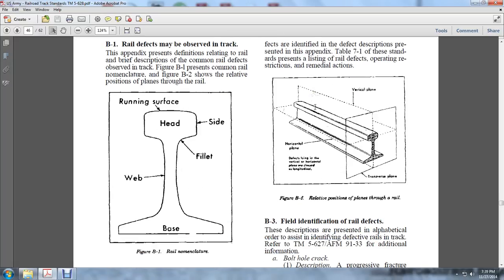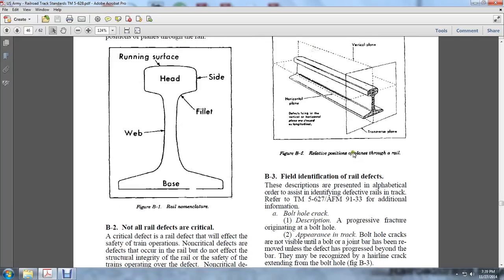Relative position of the planes through a rail: vertical plane, transverse plane, and horizontal plane. These defects lying in the vertical and horizontal plane are classed as longitudinal.